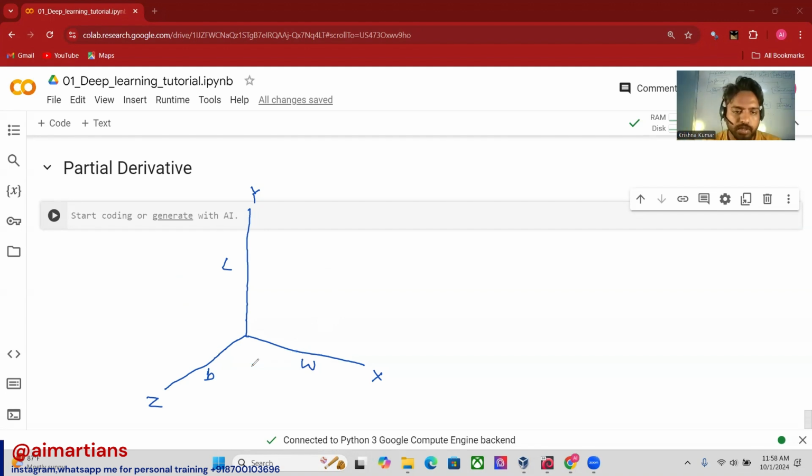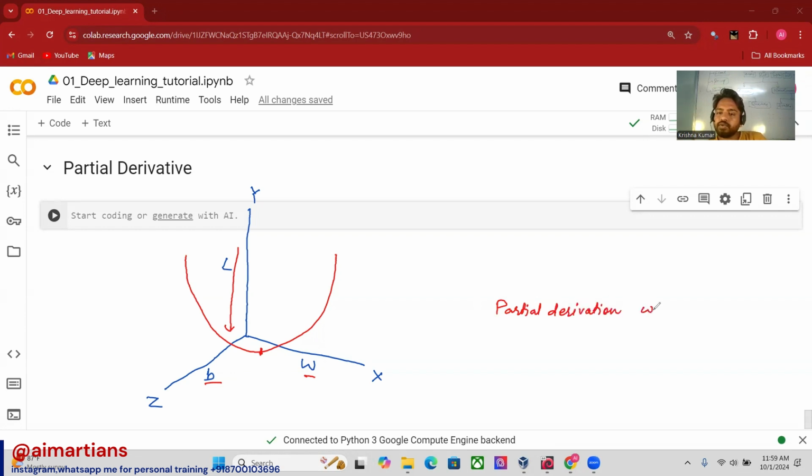It is in 3D, let's say. And this is the global minimum, the lowest value of this graph, where loss will go down, down, down, and down. Weight and bias both play a role in this, so we have two parameters. So we have to calculate a partial derivative with respect to W and B, because we have two variables.